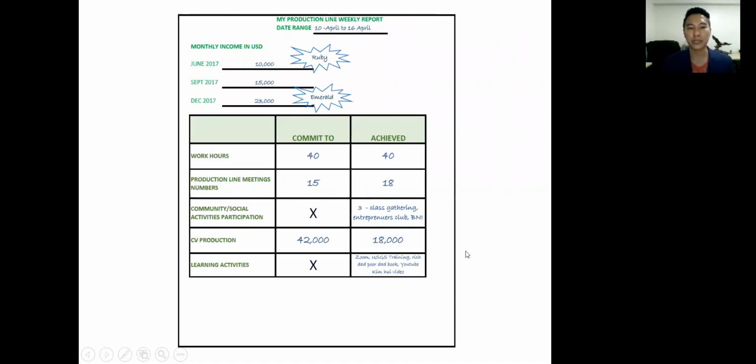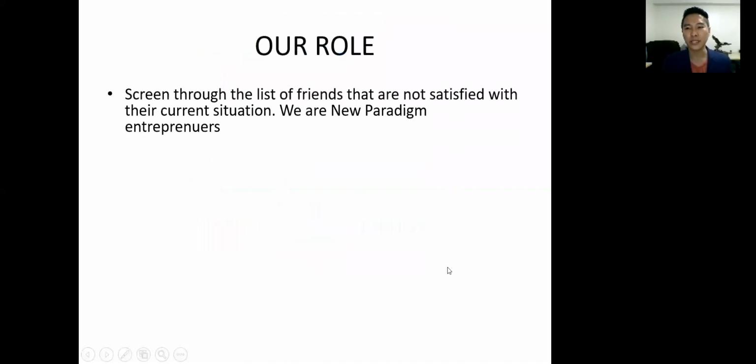So this is some example over here, and of course, it's important you need to know what is your position as a role in Genex itself, right? Make sure you screen through the list of friends that are not satisfied with your current situation, because we are new paradigm entrepreneurs. We do things very differently. Of course, it can't, any name, but most important thing is we do not need to keep stock. We do not need to sell the products. Basically, you are sharing a new economy to a lot of people, right?